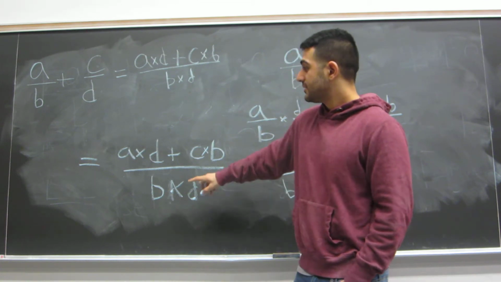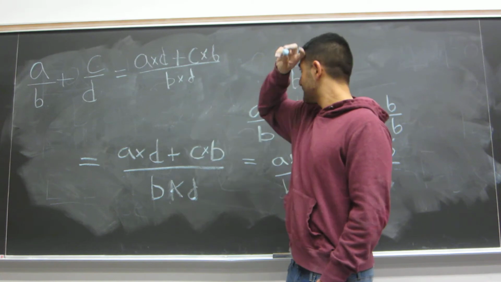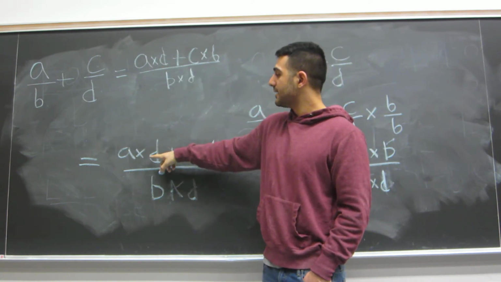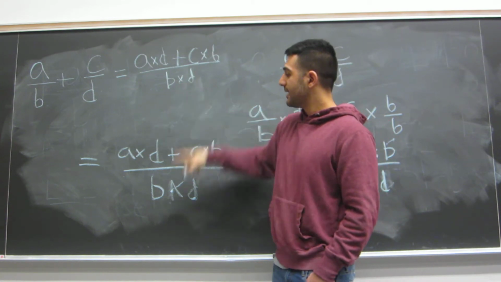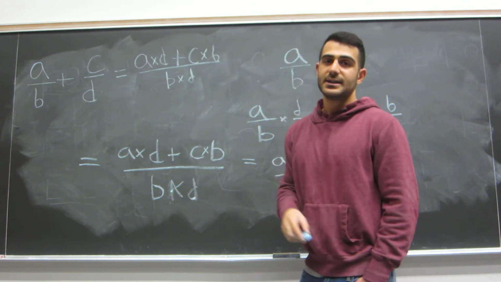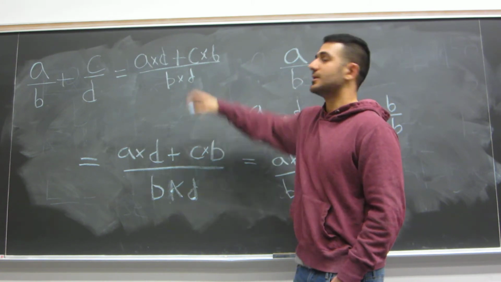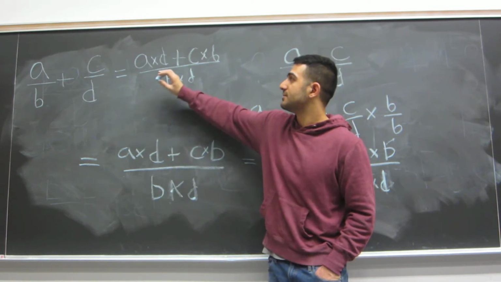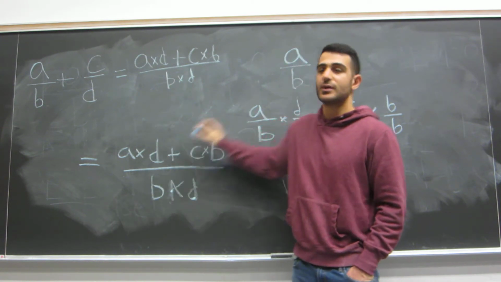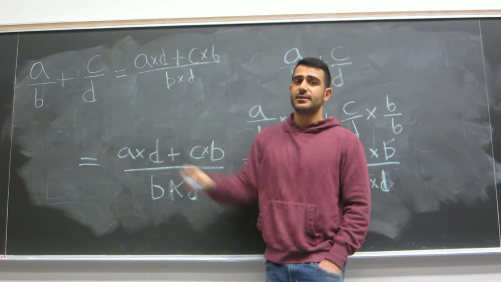Well, let's do some checking. Oh, look at that! We have the same result. So we have a times d plus c times b, and at the denominator, we have b times d. So that's how you can think of how we get this result. This is how you would do it. But you don't have to know this. If you can just do this once for yourself to understand what's happening, and then just memorize this result, then that's good enough.